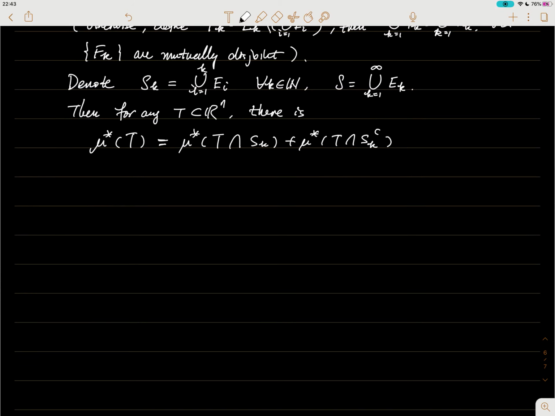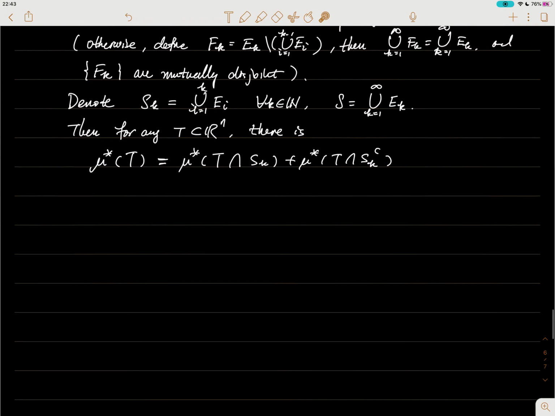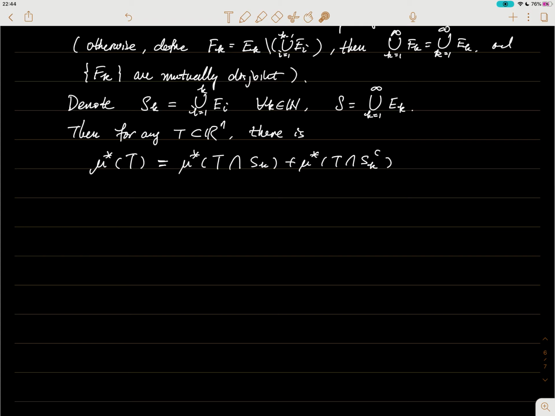Now remember that we said we can always assume those Ek's are mutually disjoint. So we have mutually disjoint sets, and because of claim 2 above, we know that this first term is just the sum of mu star of T intersect Ei for i from 1 to k, right? This is the second claim we just made.